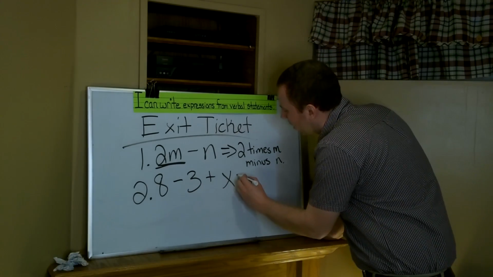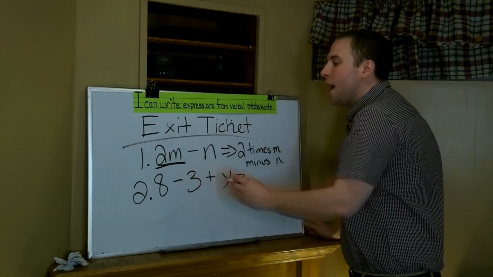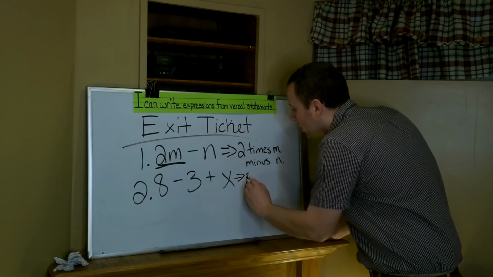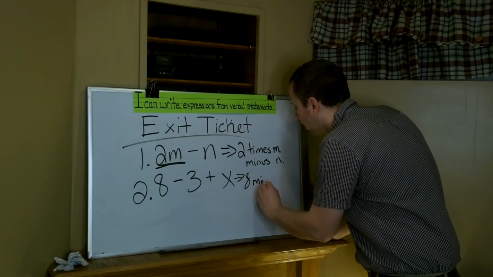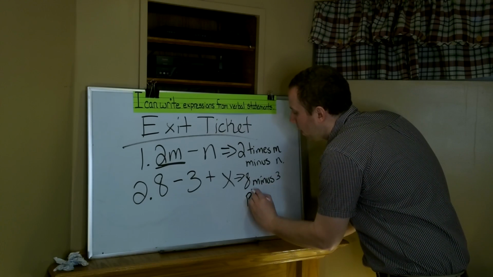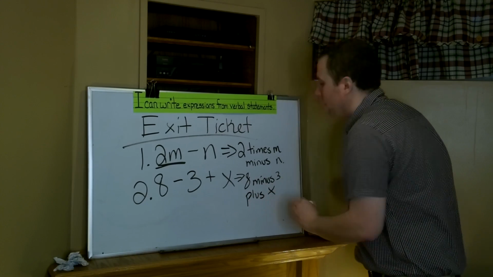Let's look at our next one, shall we? This is a little bit easier. 8 minus 3 plus x. Well, first things first, 8 minus 3, and then plus x.